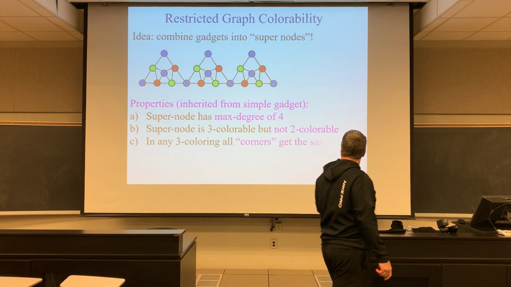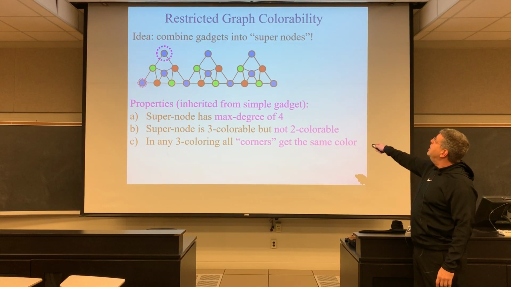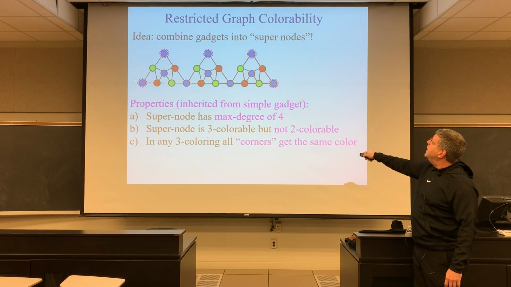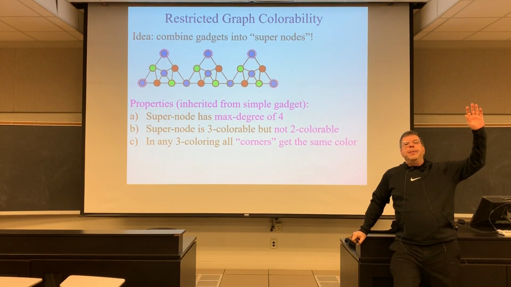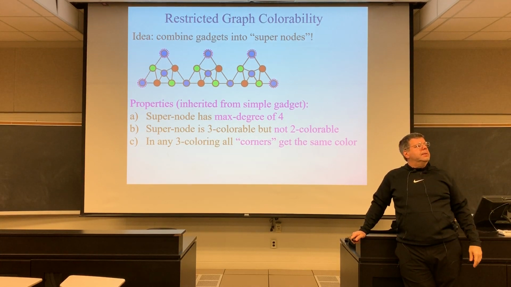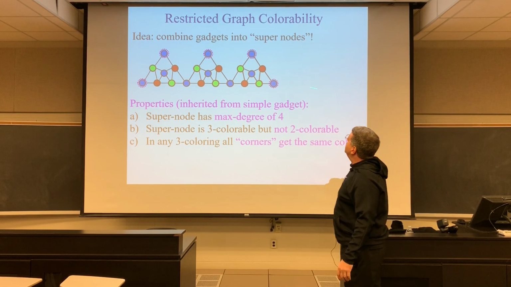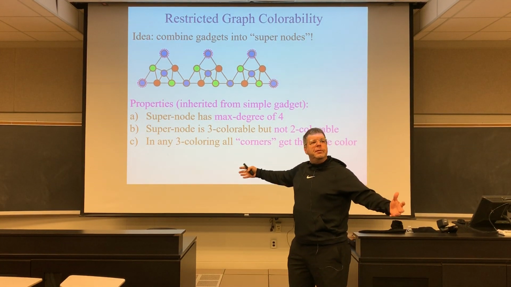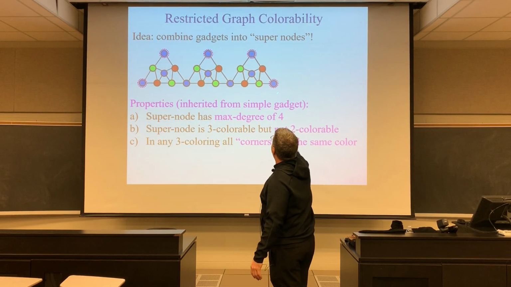And finally, in any 3-coloring, all corners now must get the same color. By corner, we mean all the tips, the remaining tips. This one, this one, this one, this one, and that one all must get the same color. How many understand that or believe that? Okay, why is that? No matter how many copies we put together, end to end, if you 3-color the entire ensemble of copies, all the corners must all have the same color.